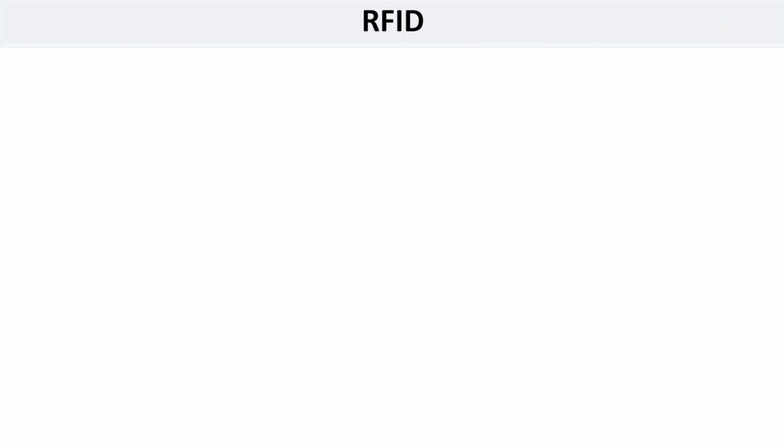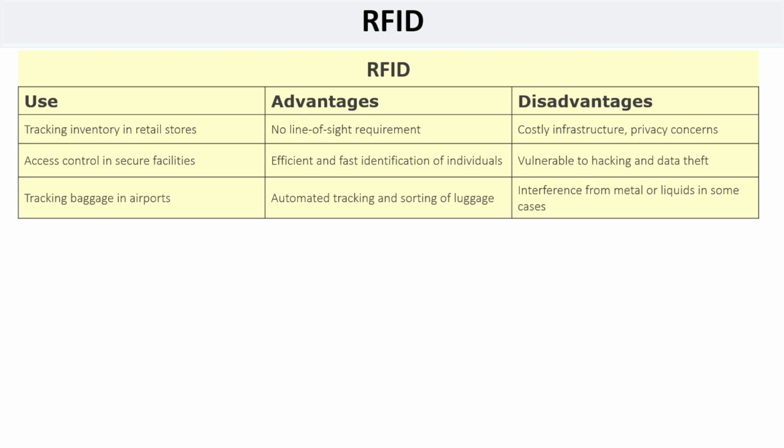So we take the first one, which is a RFID. RFID stands for radio frequency identification device. They are used for tracking inventories in retail stores, can be used for tracking animals, can be used in stores, in airports, and they are a very secure way of capturing information in very large facilities.